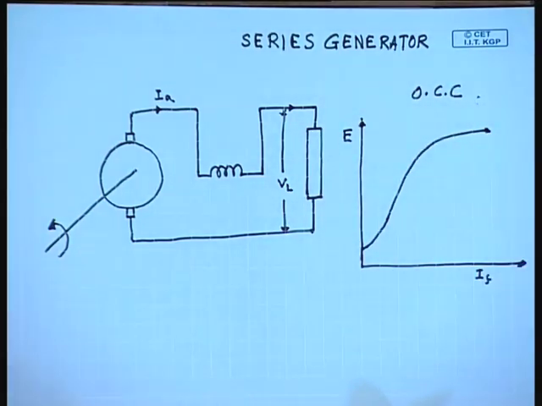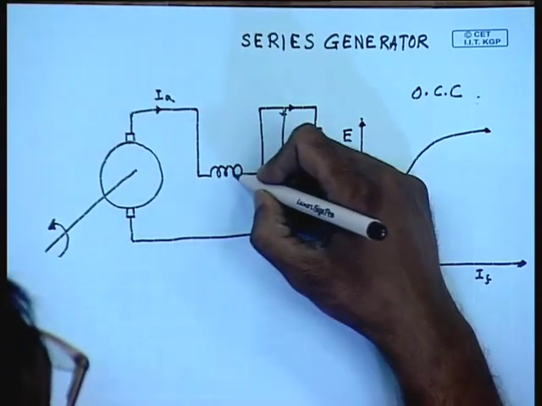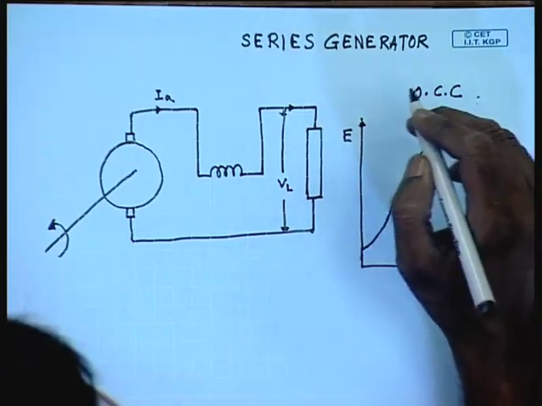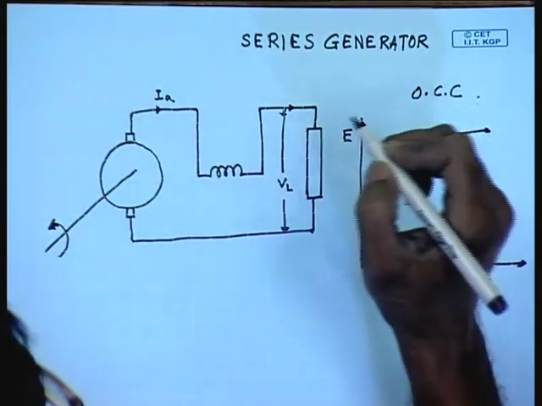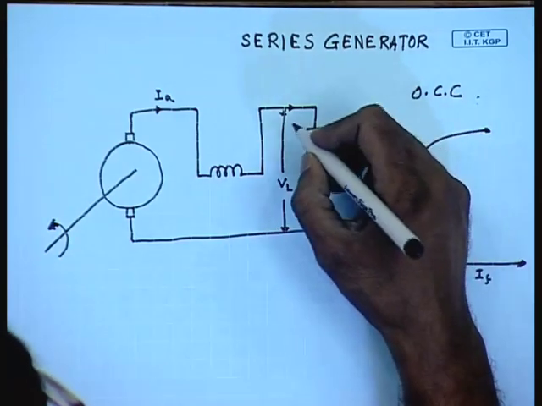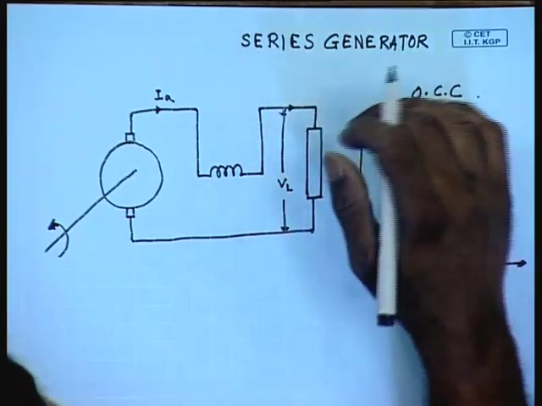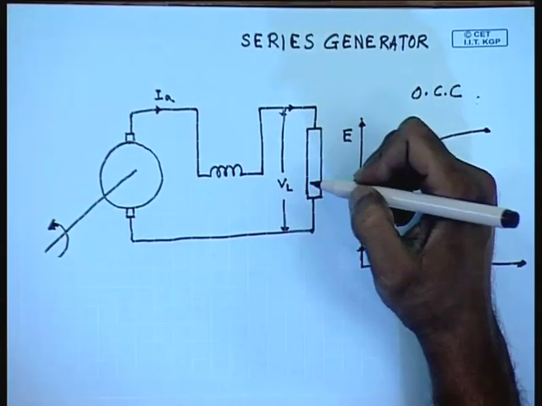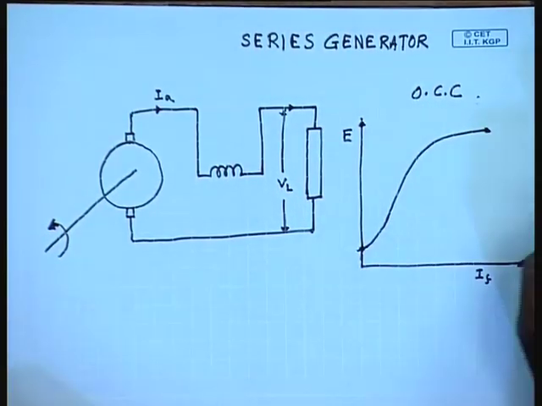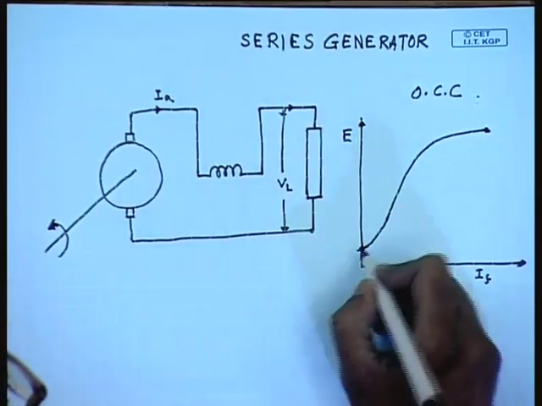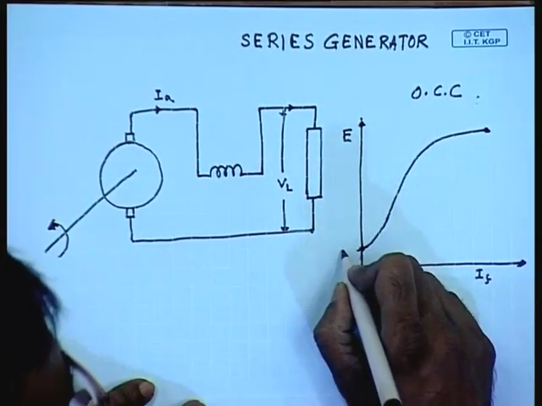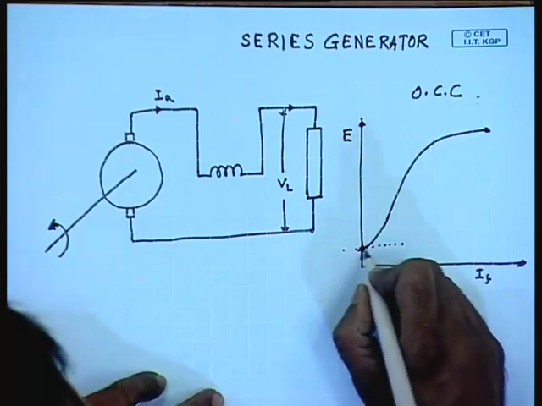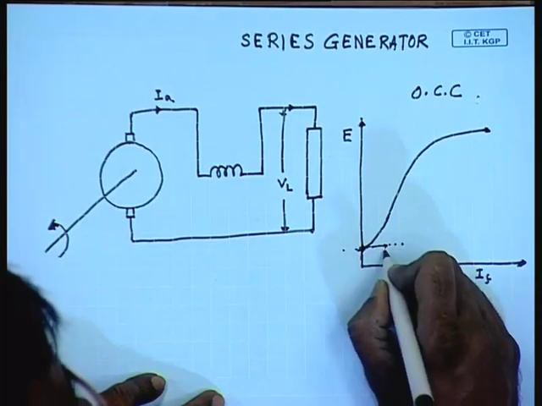For this generator, when the field winding is connected in series with the armature and the load is kept open, if the machine is rotated at a constant speed, then initially only the voltage due to the residual flux will appear at the terminal. Once this armature circuit is closed through a load, the current will start flowing. Depending on the resistance of the load, some amount of current will flow. Let us say this.